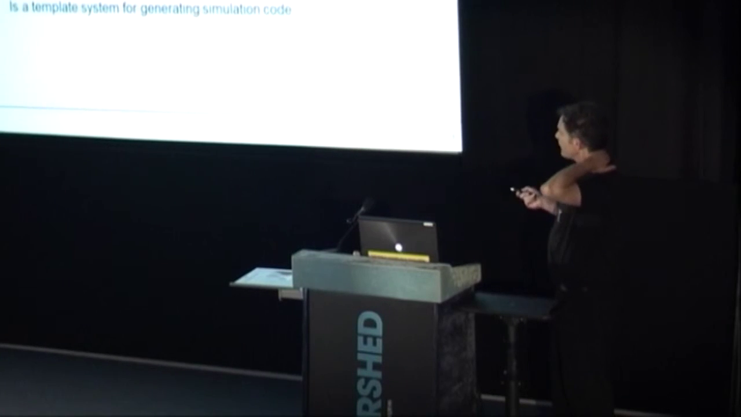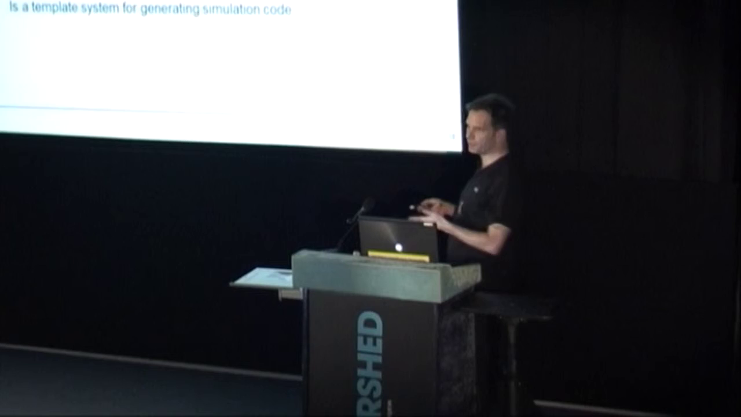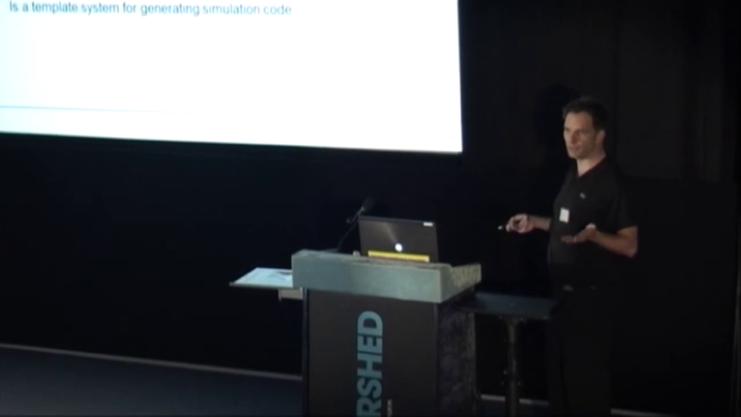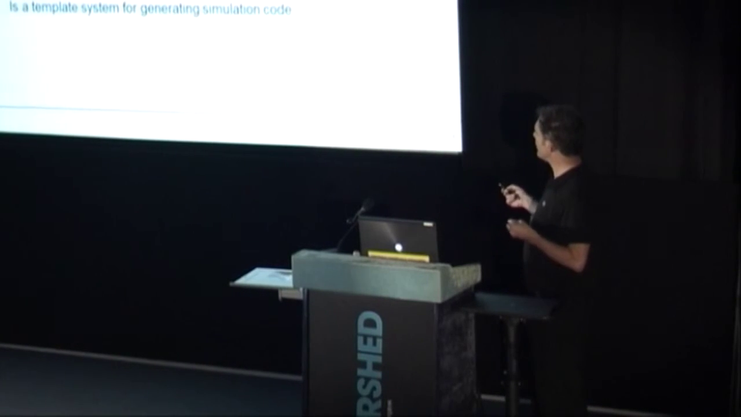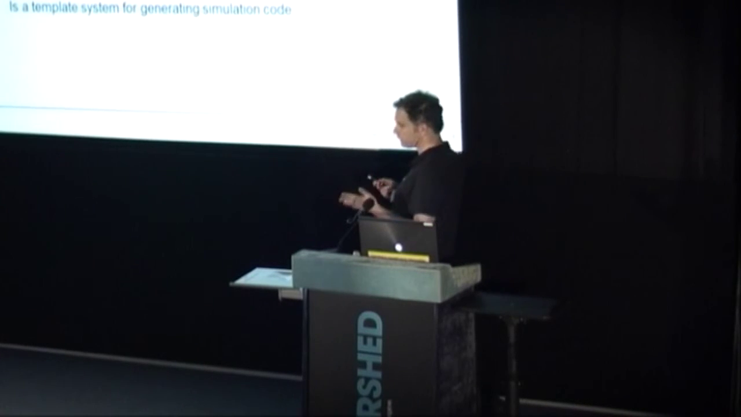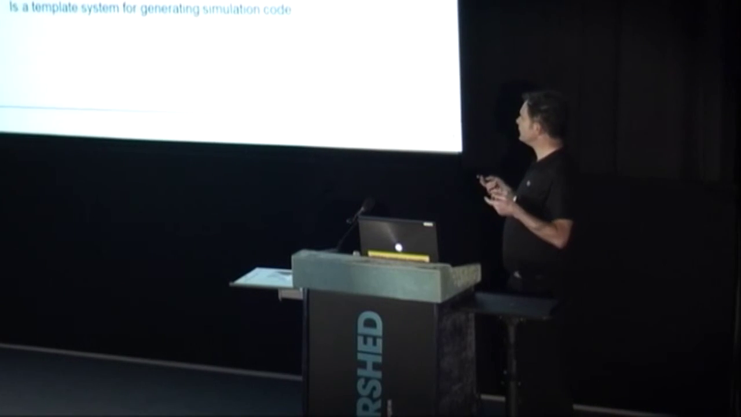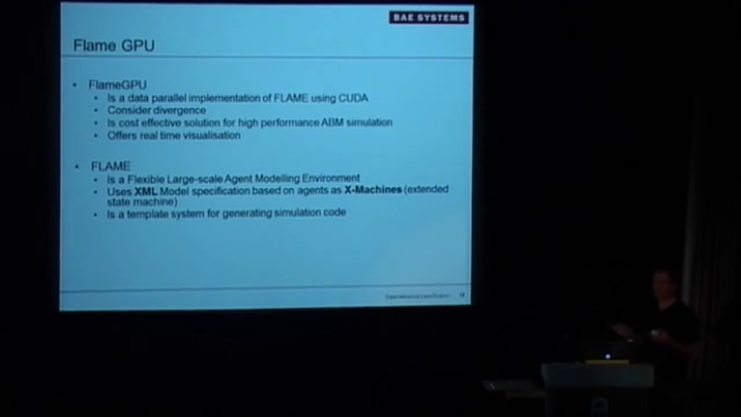And I'm not sure about this thing here. This could mean that it allows you to visualise or actually do runs on very large numbers, or it could also mean that they use the GPUs that are there to do the visualisation for you. Flame uses agents with state, X machines. You describe your system partly in XML and partly in code, and then it uses standard XML parsing tools to convert that into simulation code.